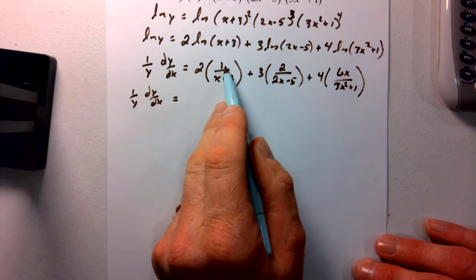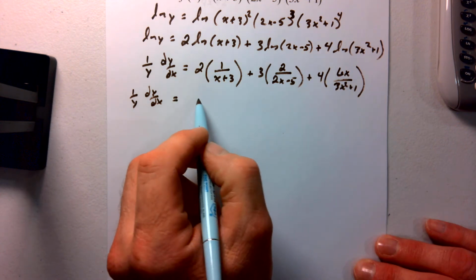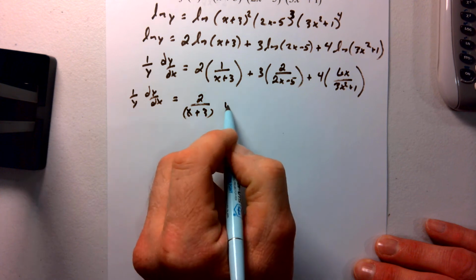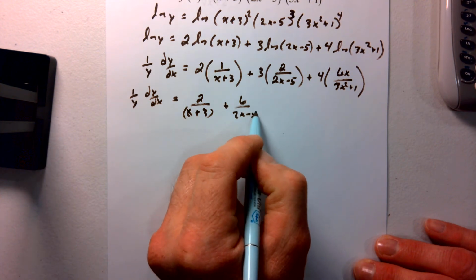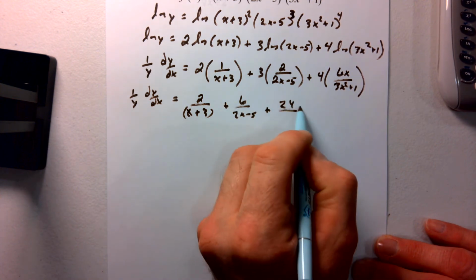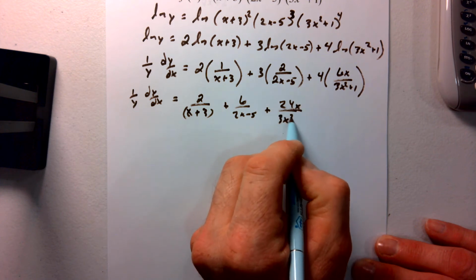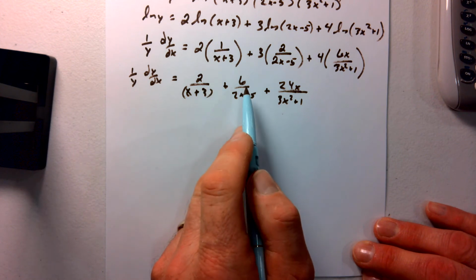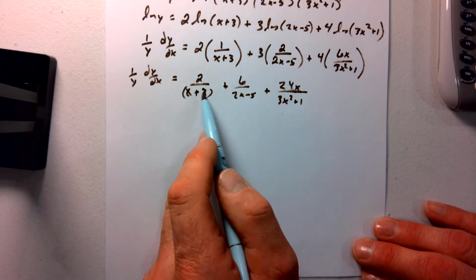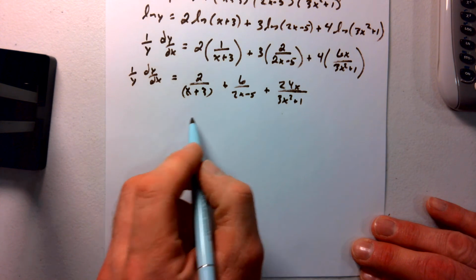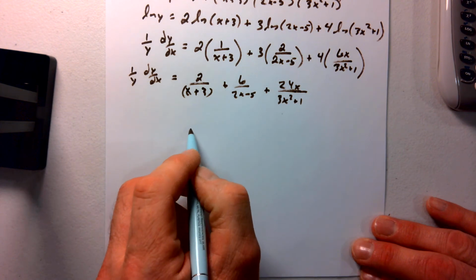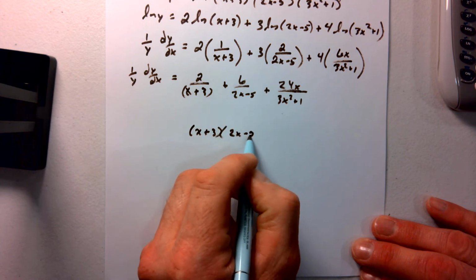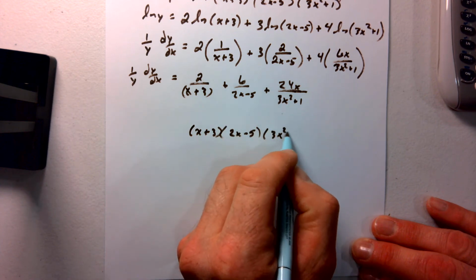So now I can go ahead and multiply my 2, my 3, and my 4 in. So I get 2 over x plus 3. I get 6 over 2x minus 5. And I get 24x over 3x squared plus 1. I want to go ahead and find, you guessed it, a common denominator for these 3 terms. That common denominator, since they're all different, it's just going to be one massive denominator. Yucky, but it's what we have to deal with.